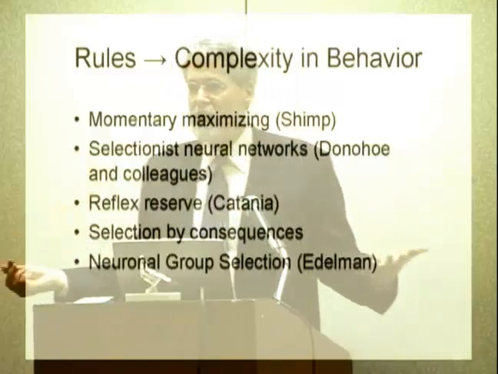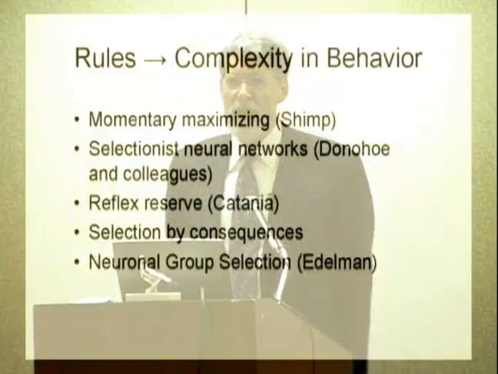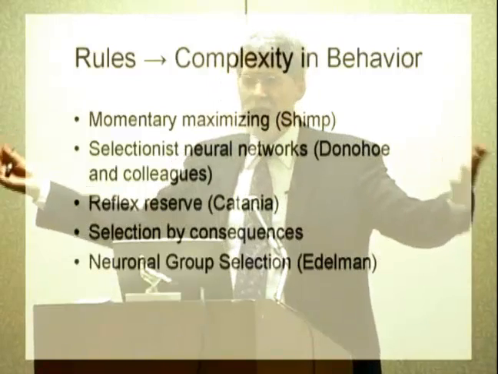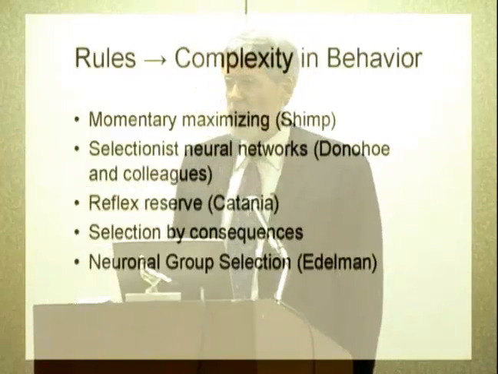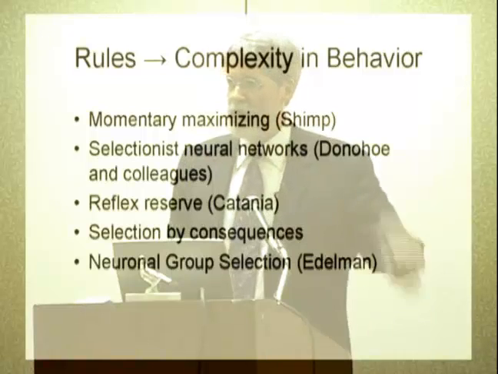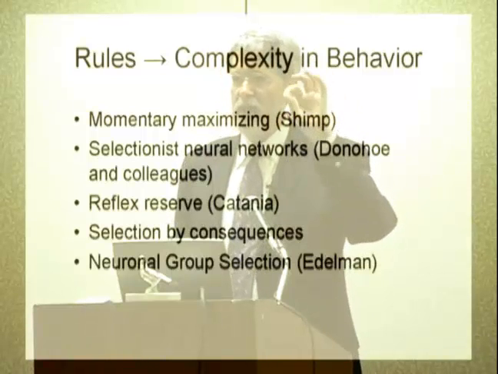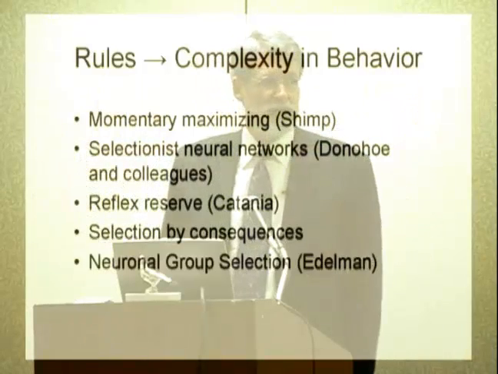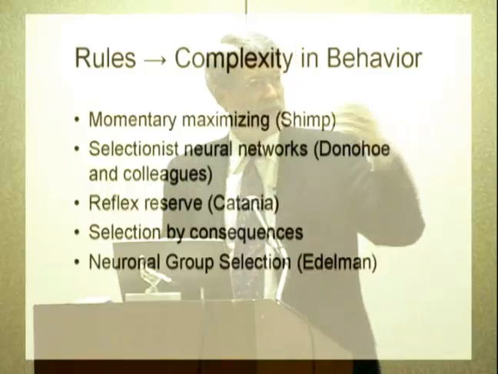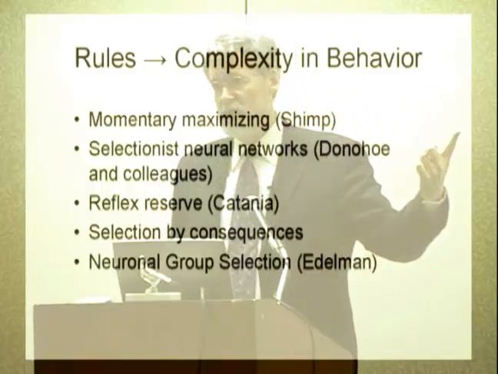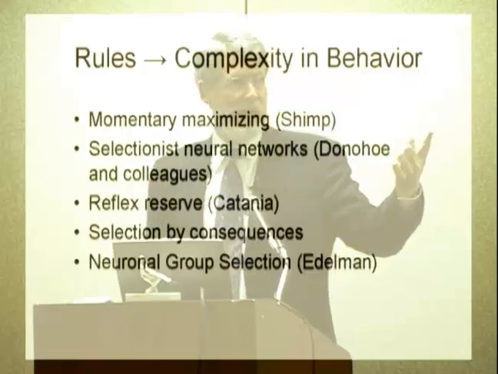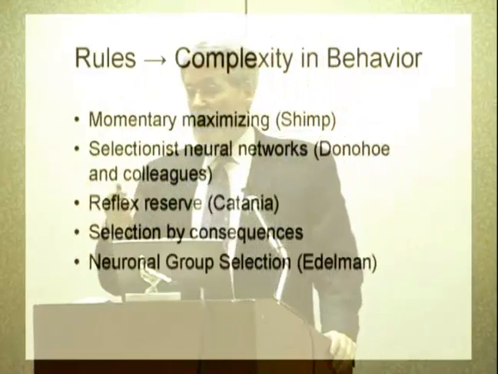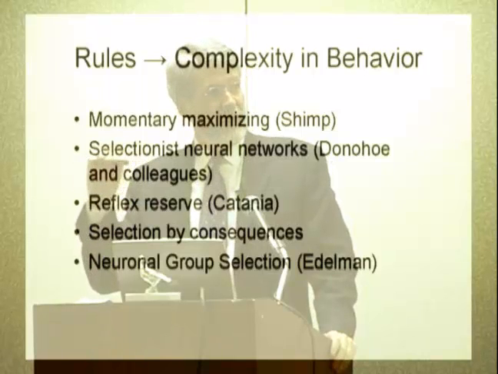Have we seen stuff like this before in behavior analysis? Sure we have. We've seen this kind of complexity approach. People have talked about it today. Shimp was probably the first. Momentary maximizing is the same idea, where simple rules are repeatedly applied to produce large-scale outcomes. Selectionist neural networks, John Donahoe has studied those. The reflex reserve, Charlie Catania has been interested in that, which is the same kind of idea. There are simple rules and complex phenomena. At our symposium on Monday, we're going to talk about this also.